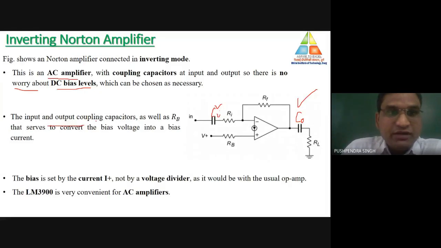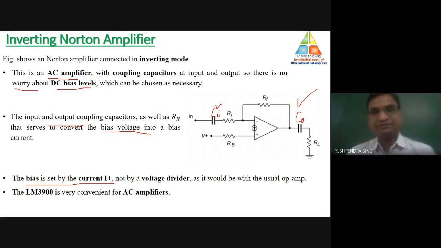The input and output coupling capacitors as well as RB serve to convert the bias voltage into the biasing current. One important thing you need to remember in case of the inverting Norton's amplifier: the bias is set by the current I plus. How to set the biasing current? We need to set the biasing current for the proper AC operation of the Norton's amplifier, either the inverting or the non-inverting Norton's amplifier. We need to set the biasing.